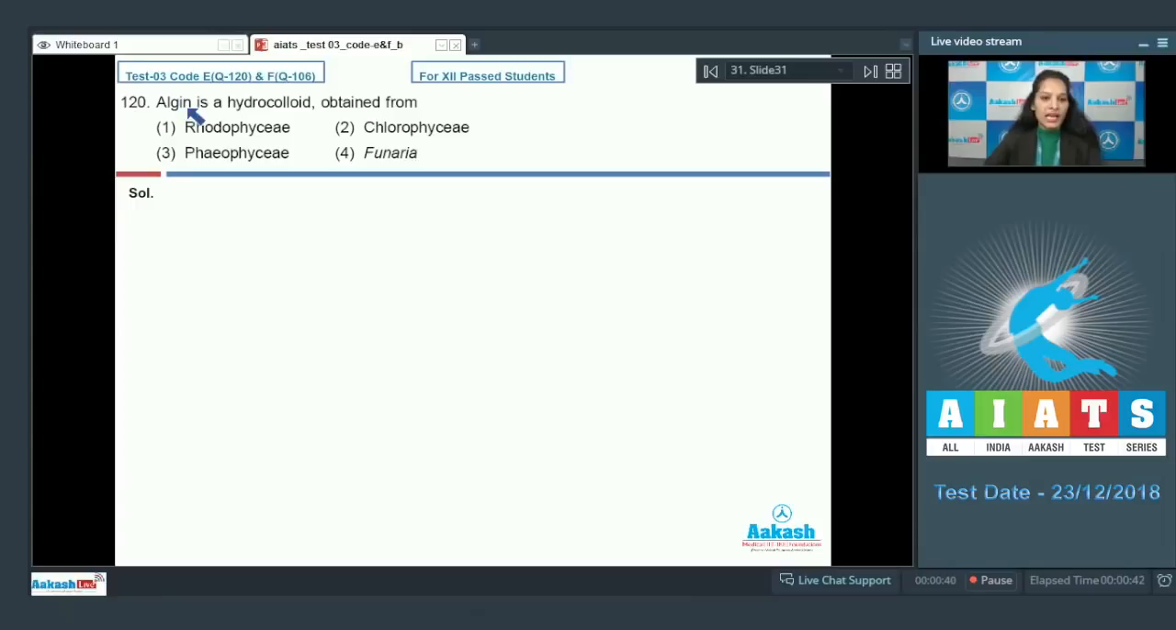Question number 120. Algin is a hydrocolloid obtained from first option Rhodophyceae, 2nd Chlorophyceae, 3rd Phaeophyceae, 4th Funaria. So the hydrocolloid algin is obtained from members of brown algae, that is Phaeophyceae. In Chlorophyceae, no hydrocolloids are present, they are absent. In case of Rhodophyceae, the hydrocolloid is agar, which is obtained from the cell wall of the members. Funaria, it's a moss, a member of bryophytes. There is no hydrocolloid in these members. So the correct option for the given question is option number 3. Let's move on to the next question.